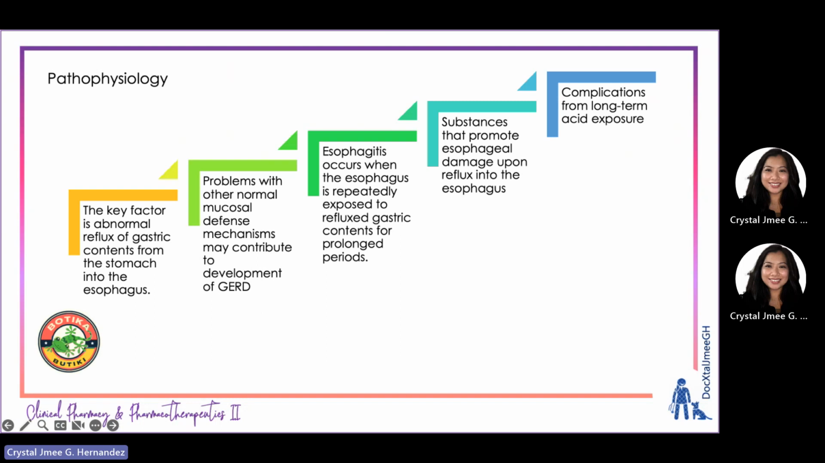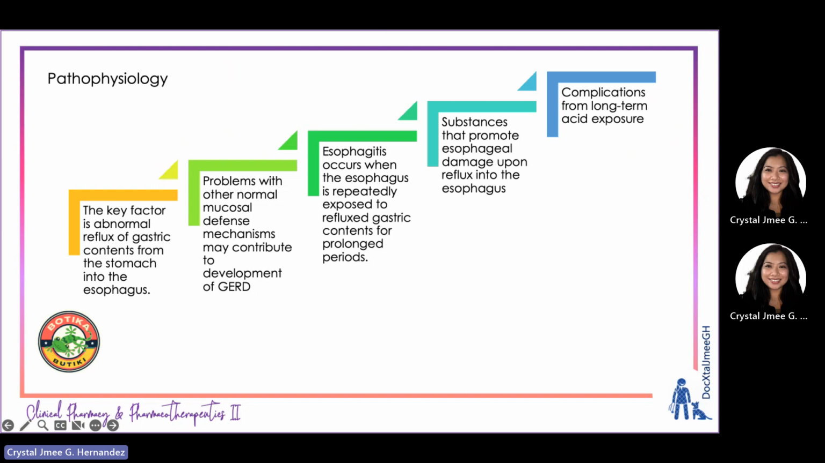So let's move to the pathophysiology of GERD. The key factor is the abnormal reflux of gastric contents from the stomach into the esophagus. In some cases, the reflux is associated with a defective lower esophageal sphincter, or the LES, either in pressure or function. Patients may have decreased LES pressure from spontaneous transient LES relaxations, transient increases in intra-abdominal pressure, or an atonic LES. In that case, some foods and medications can decrease LES pressure.